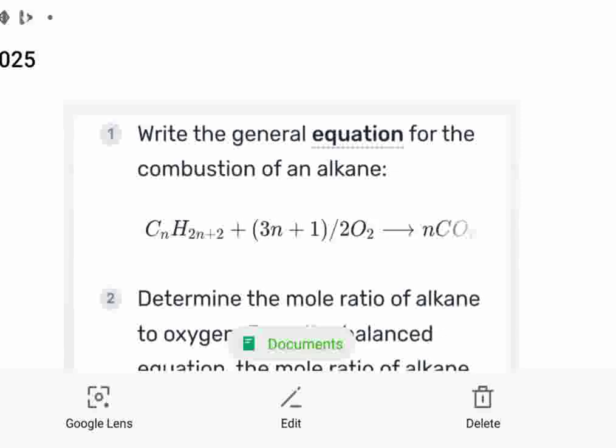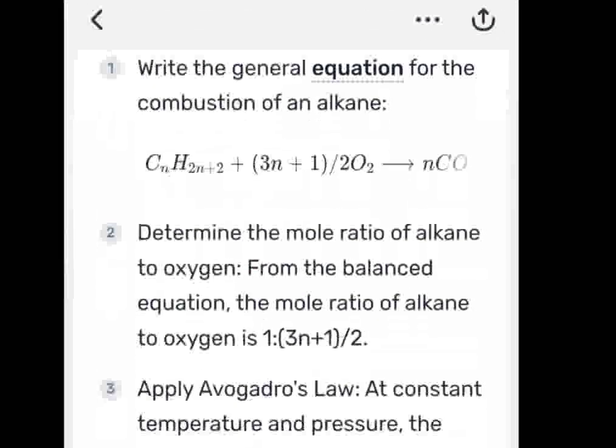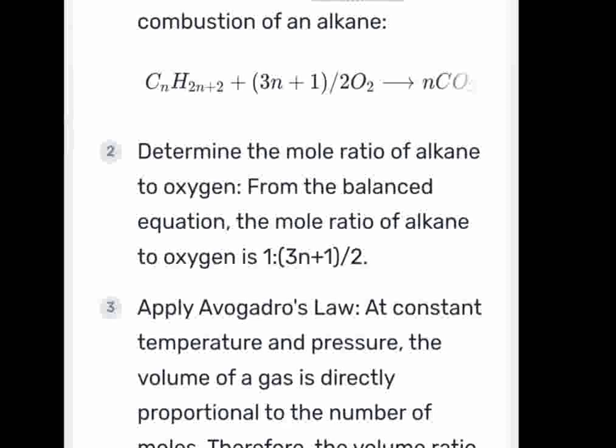First of all, you need to write the equation for the combustion of an alkane. So it's like a generalized equation. You have your alkane reacting with oxygen and giving carbon dioxide, water, and energy, and you need to write the balanced formula. So we pick up here the general formula for alkane, CnH2n+2, and so on.